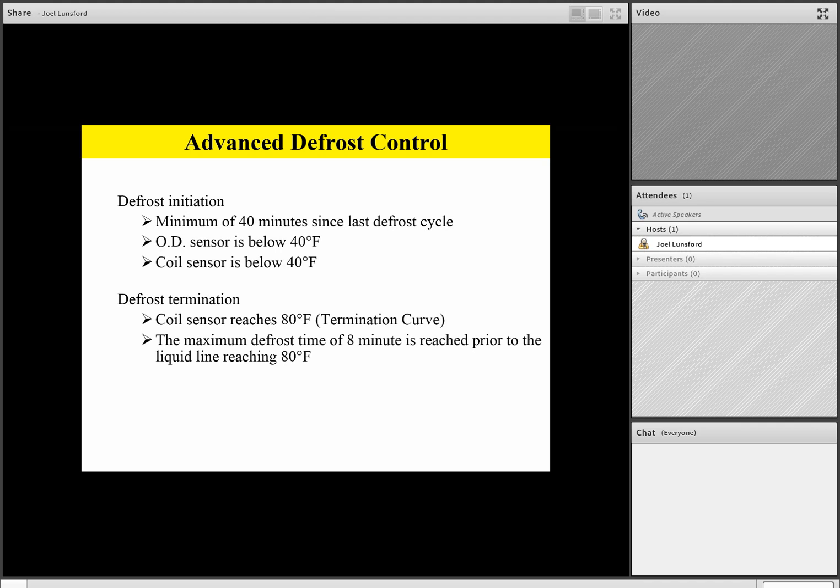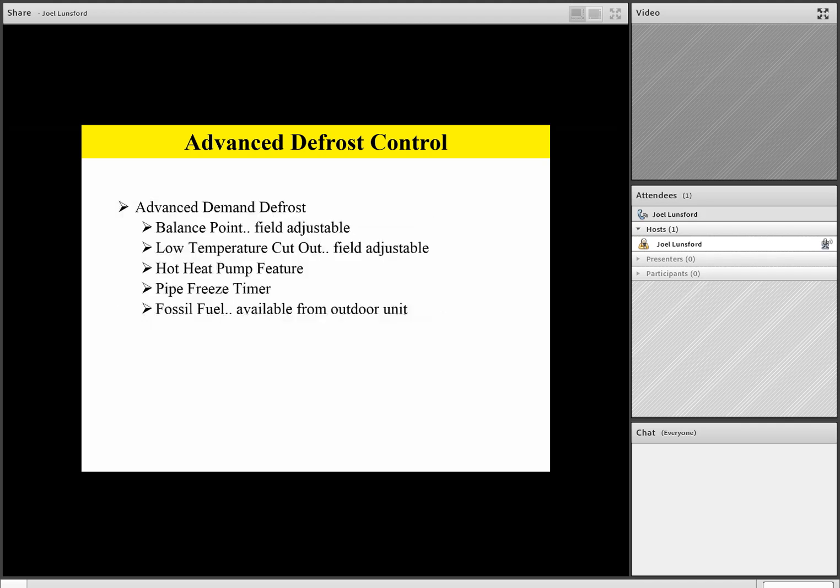Some advanced features that we have on this particular control, in addition, are a field adjustable balance point, a field adjustable low temperature cutout for the compressor, a hot heat pump feature, a pipe freeze timer, and a fossil fuel capability from the outdoor unit.